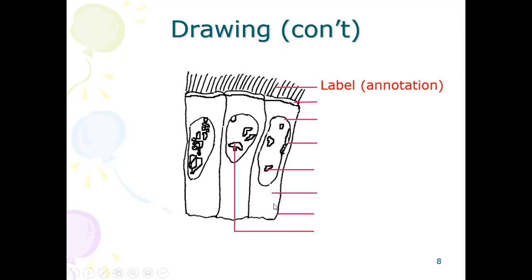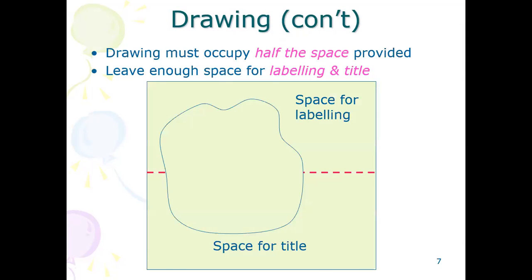Top to bottom, you know. Outer to inner means, okay, cell surface membrane, cytoplasm, nuclear envelope, and then this is heterochromatin, nucleolus, cytoplasm. Can you see that? Okay.